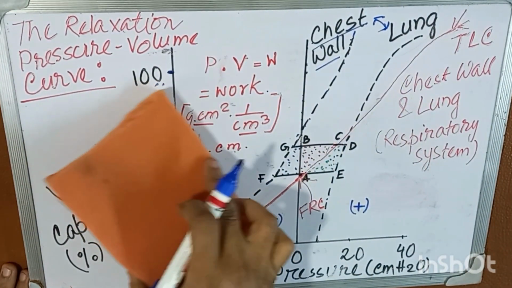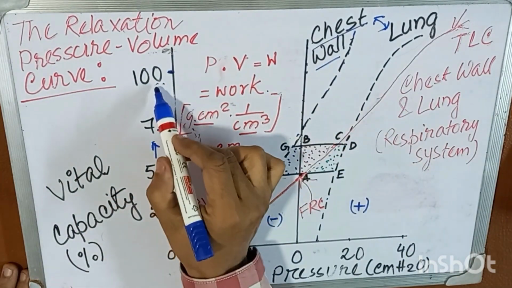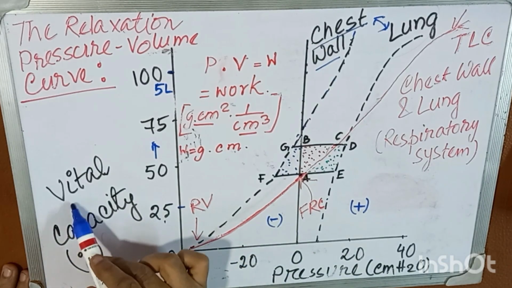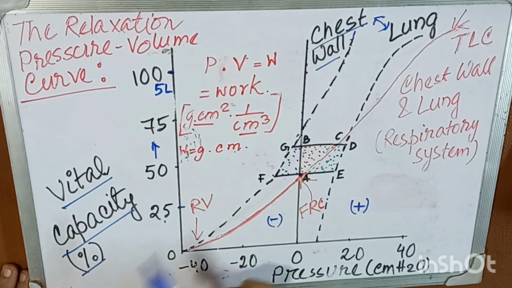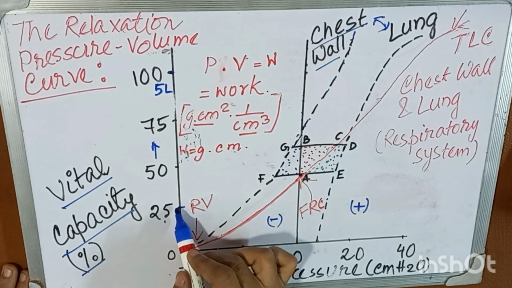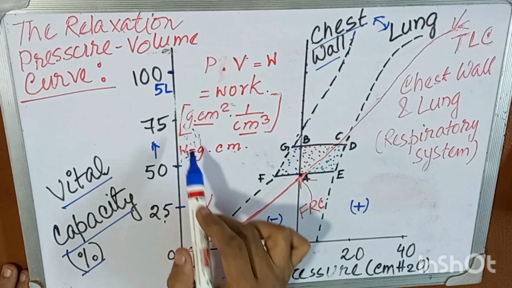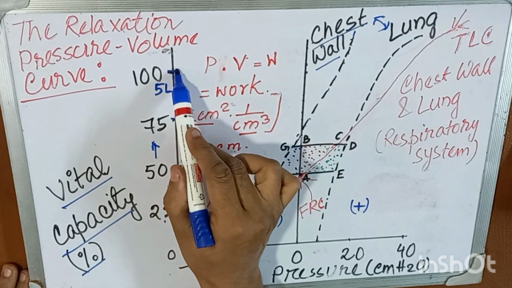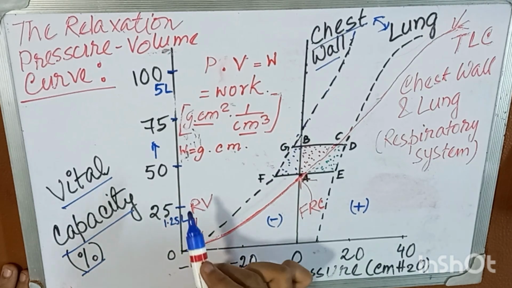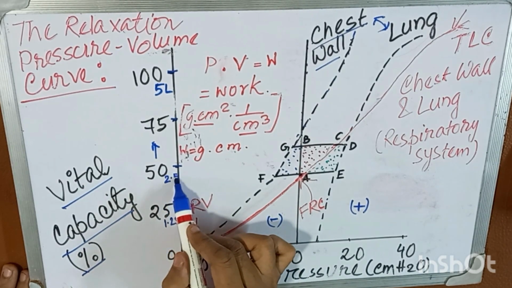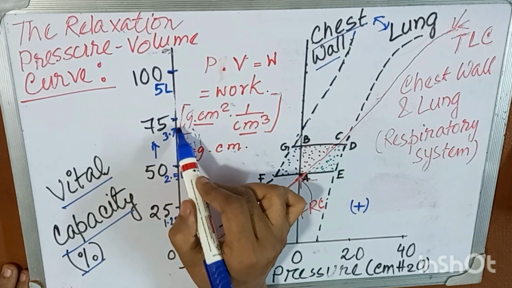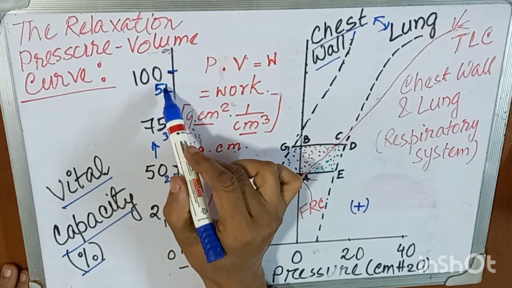So I will rub this out. This is 5 liters. It is the vital capacity. This is 25% of vital capacity. Vital capacity as a percentage is written here. So this is 0 to 25%, this is 50%, this is 75%, and this is 100%. Say this is 1.25 liters of lung expansion. This is 2.5 liters of lung expansion. This is another 1.25, meaning 3.75 liters of lung expansion, and this is the 5 liters of lung expansion.